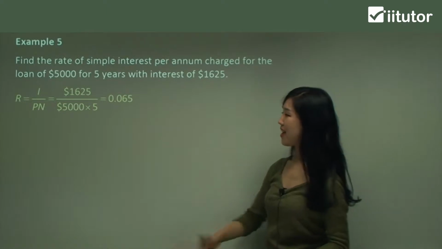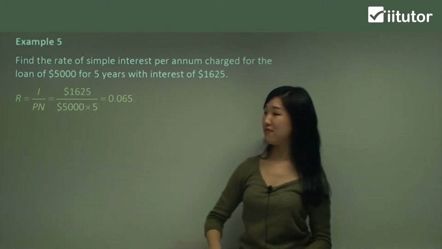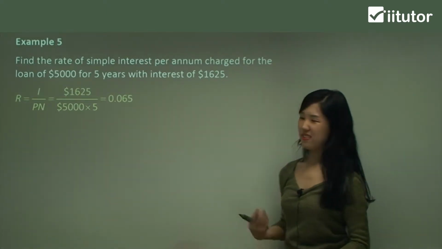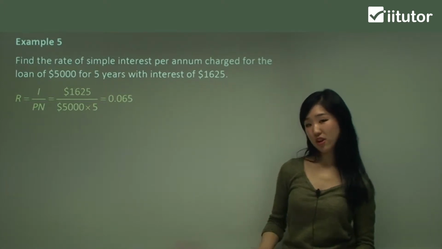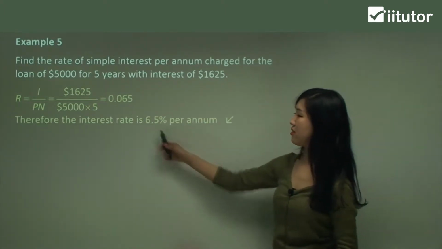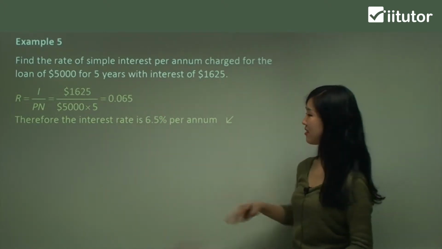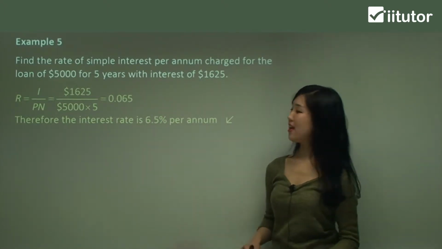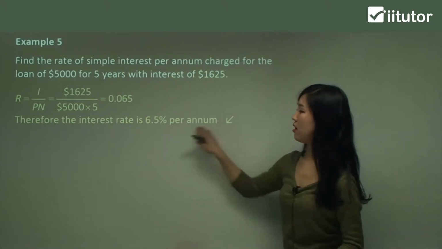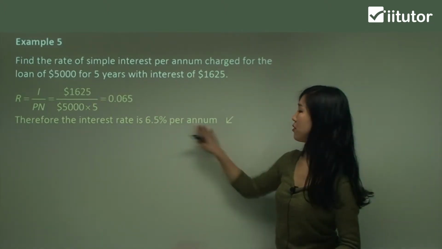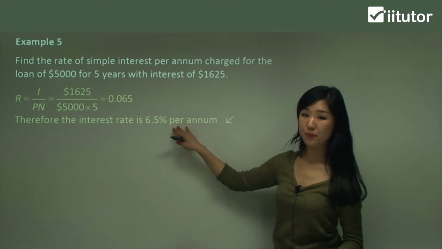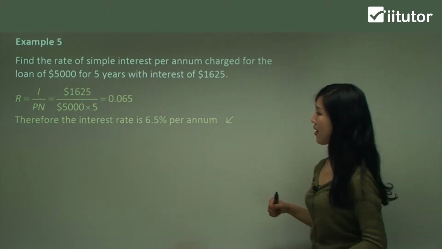And just calculate that, you should get 0.065. Okay, now because I say a rate, it's a good idea to put it as a percentage. So I'm going to change that to 6.5% by multiplying that by 100. Okay, so it's a good idea to leave it in terms of a percent per annum. Or you must put this part as well, per annum. Okay, so that's our answer.